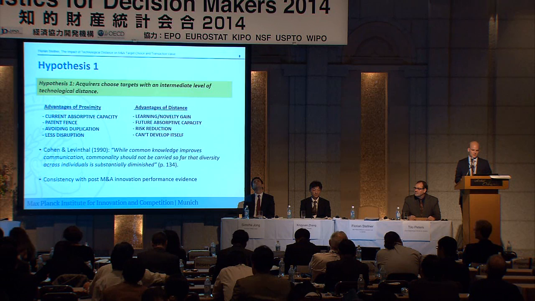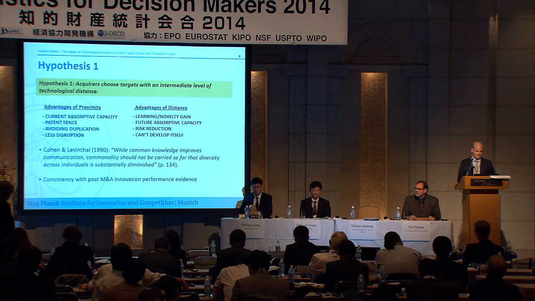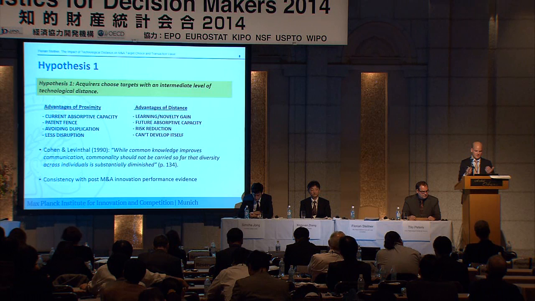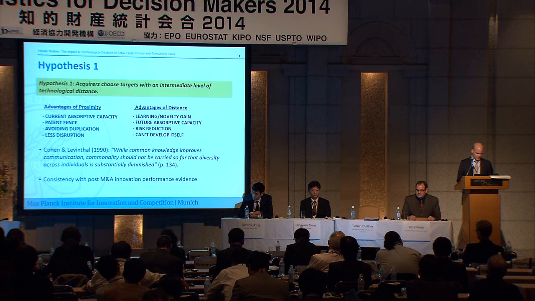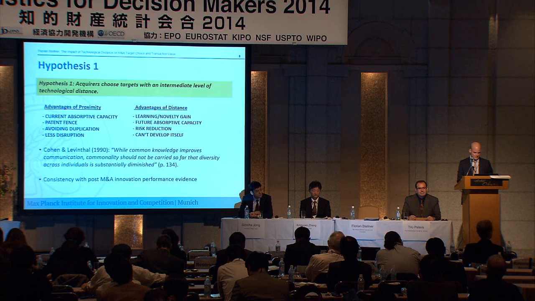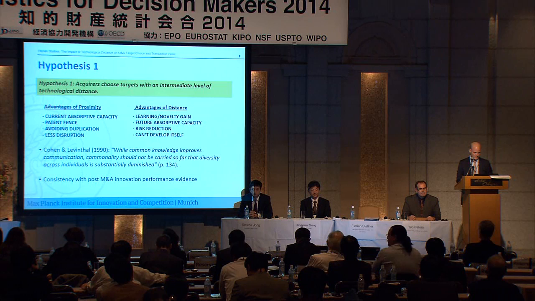And to balance the benefits of proximity and distance, an intermediate level of distance might actually be most conducive, and might actually be what acquirers choose in terms of their targets. I put a quote by Cohen and Leventhal, and there's also a quote by Sapienza, who argues that both too small and too great an overlap will inhibit growth. The first, because limited knowledge overlap hampers local search and knowledge assimilation, and the second, because great knowledge overlap hampers the creation of novel knowledge combinations.